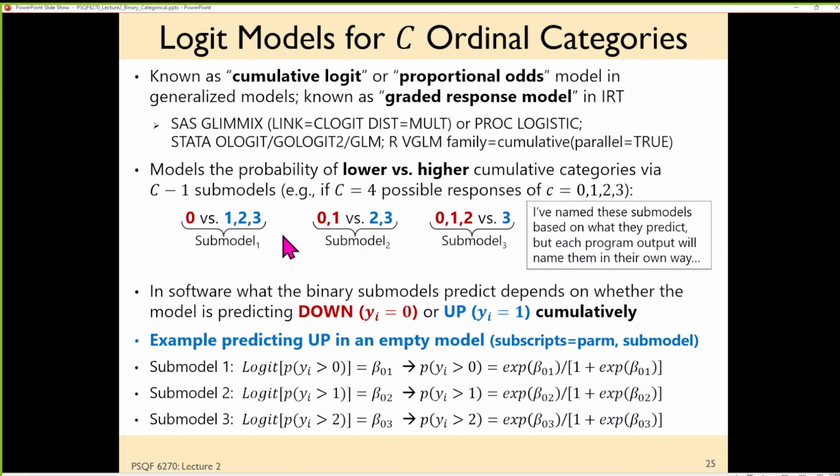So this is my wording. I don't know that anyone else uses this wording, but submodel is the best way that I can think of to explain it. Because overall, this is all happening at the same time in one model and one analysis, but these are different equations to describe different parts of the outcome variable. Okay, with me so far? Maybe, yes, cool, all right.